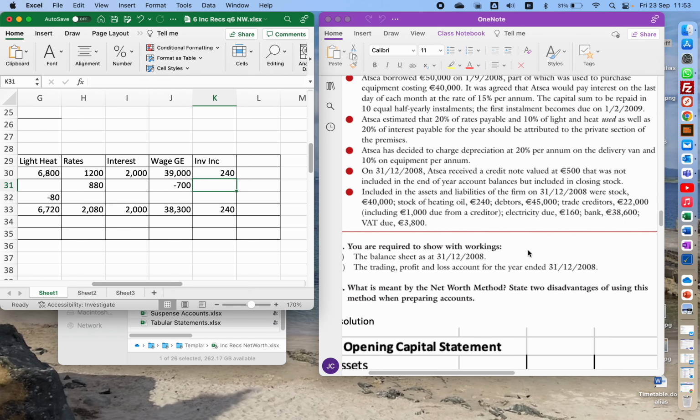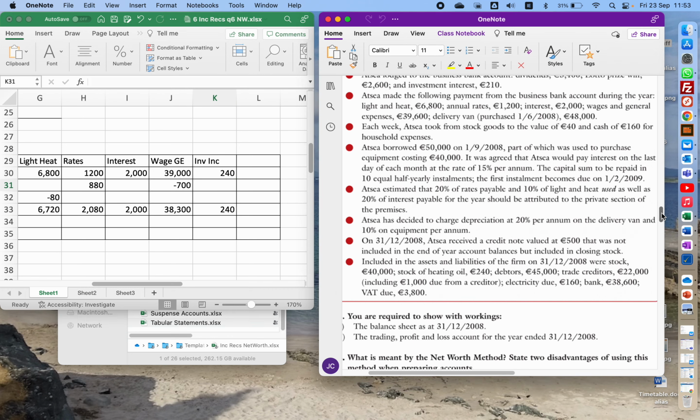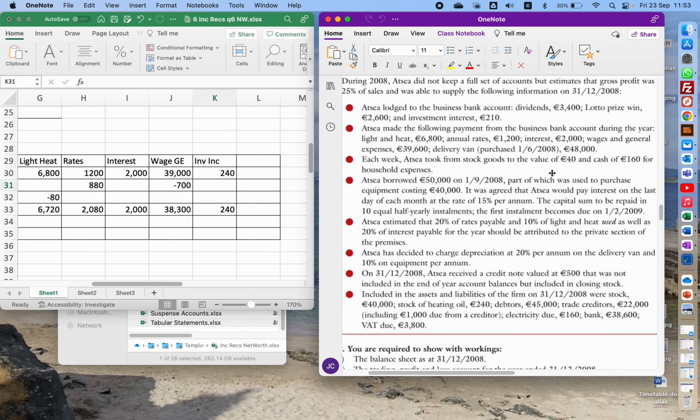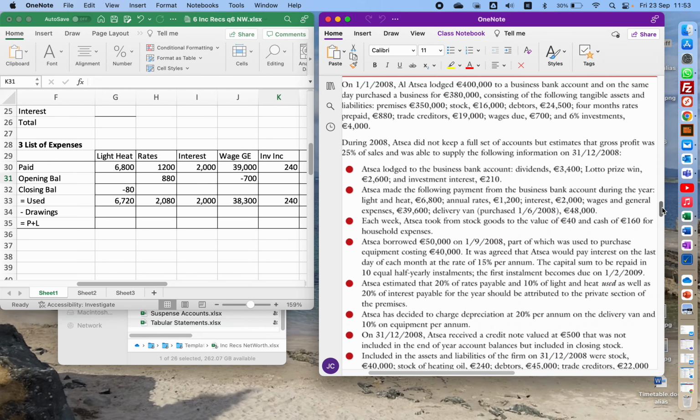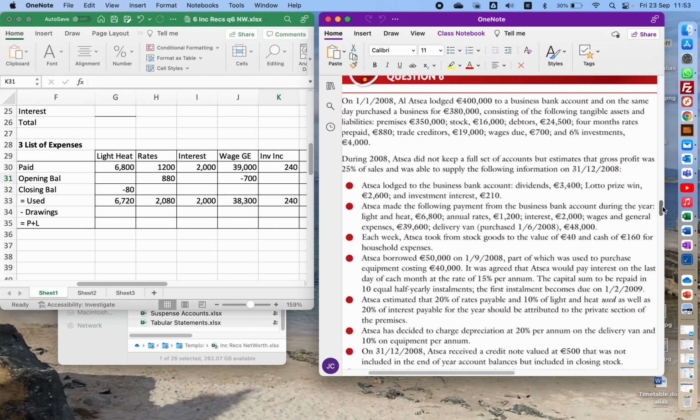Okay? So now I need to look at our drawings. So each week they took goods 40, cash. Now I'm just looking at the drawings that are relevant to my expenses that I have here. 20% of rates payable, 10% of light and heat used, as well as 20% of interest payable. So the 20% of rates payable. Now rates, it says at the beginning, what's the story of how much rates was there? Just so I can work out my rates due, because I may have made a mistake there.